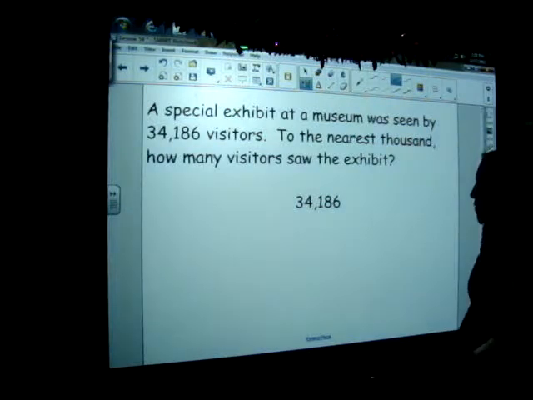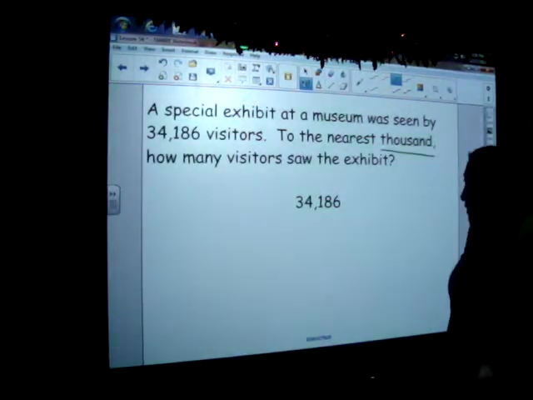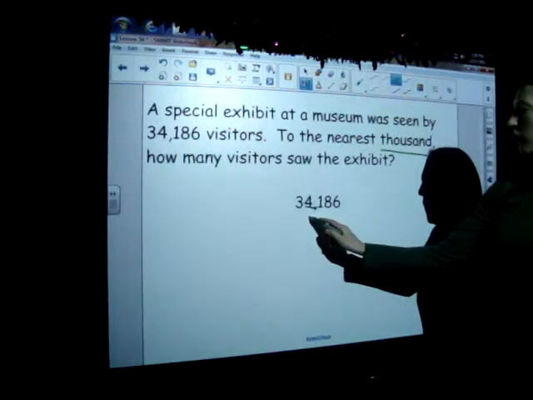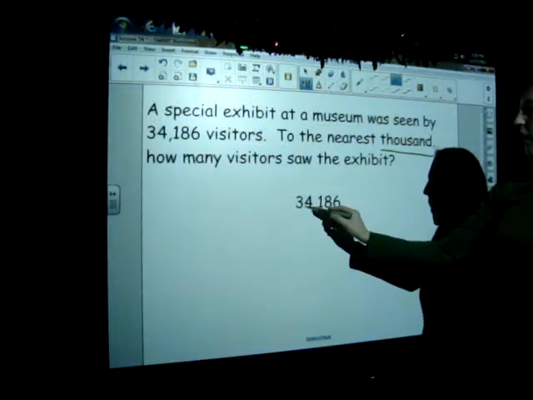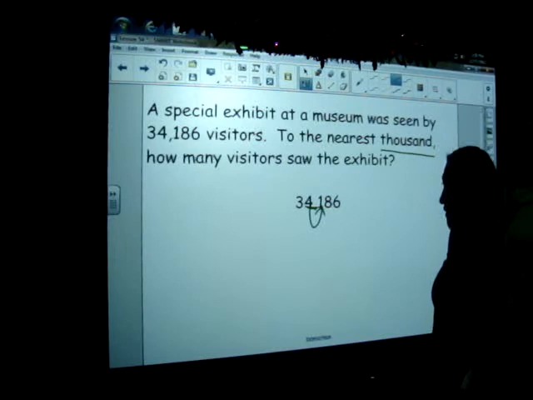Let's look at another example. A special exhibit at a museum was seen by 34,186 visitors. To the nearest 1,000, how many visitors saw the exhibit? So go ahead and underline the number that is in the thousands, because that's what we're rounding in. You should have underlined the digit 4. I underline it and I draw an arrow to the right, because that's the number that I know I'm going to need to look at. That number is a 1.